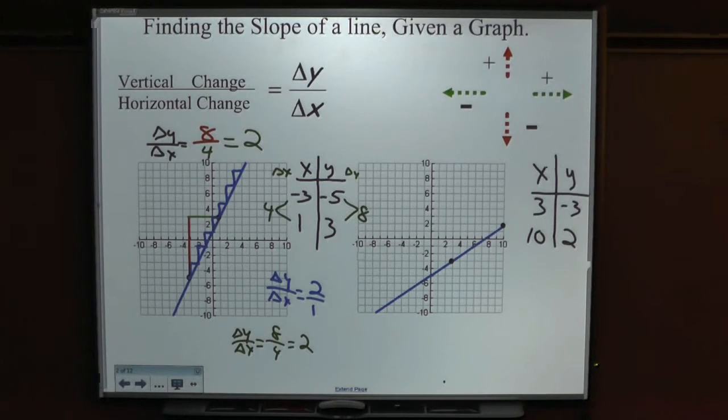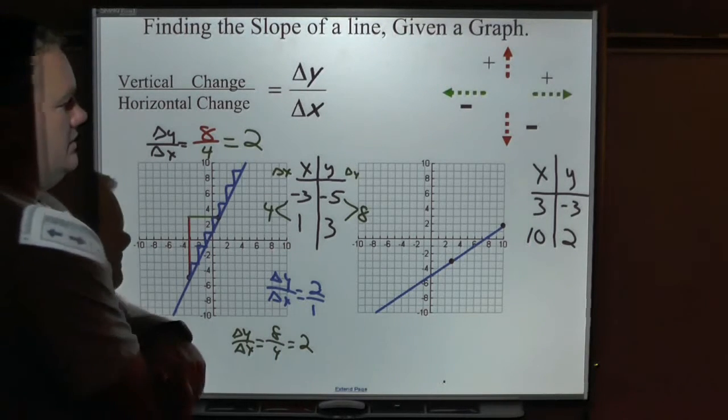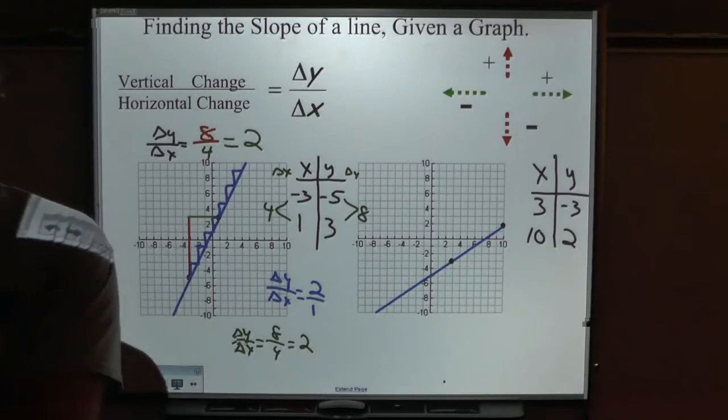So you need to be able to find the slope of a line, the steepness of the line, by looking at the graph. So, from there, let's go on to the next one. We have 2 points on this line. We're going to use these 2 points to find the slope.